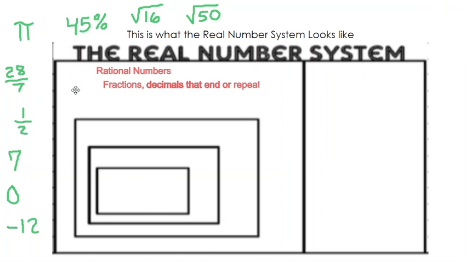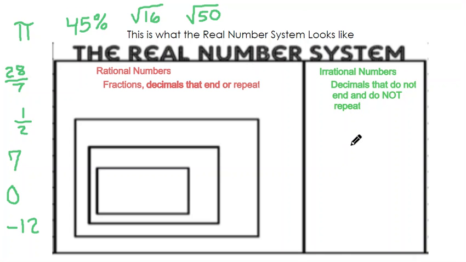All right, so the real number system, you can see this chart a lot. We start off by saying, is it rational or is it irrational? Rational numbers are your fractions, decimals that end or repeat. Those are all rational numbers. Irrational numbers are decimals that do not end and do not repeat.